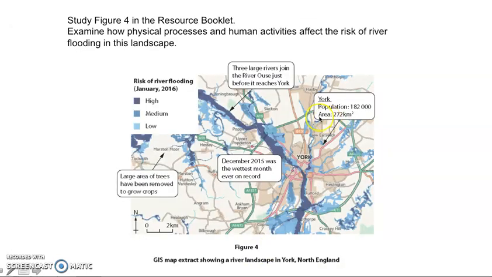The beauty of this one, physical process, human activities, you can see you've got a nice structure. You've got 2 different paragraphs. You could talk about physical processes, the amount of rivers and the wettest month, then the human factors, population size and settlement, and deforestation.